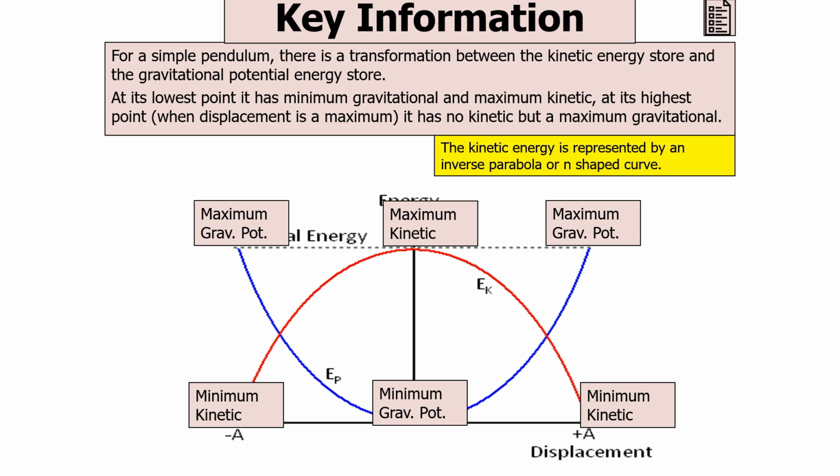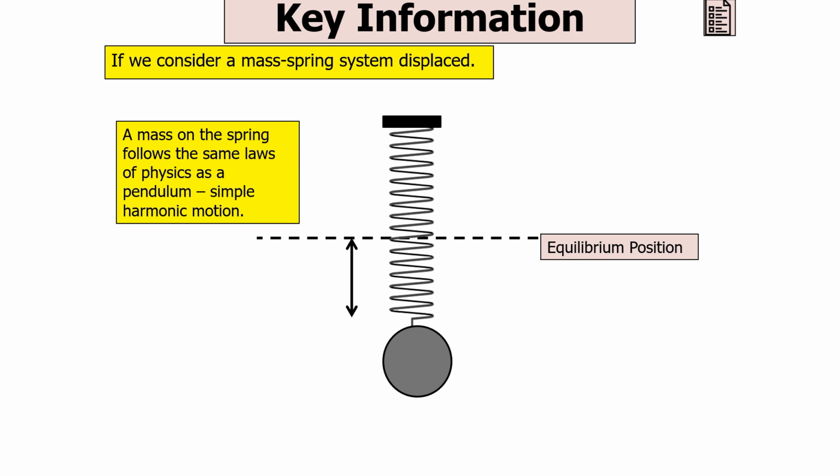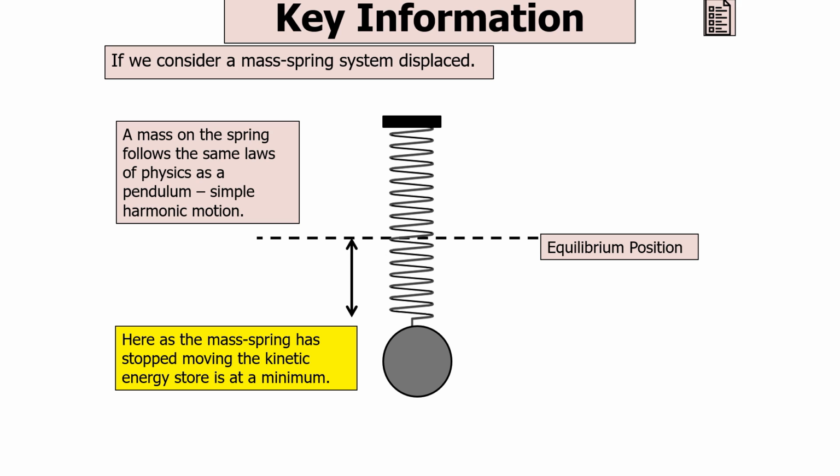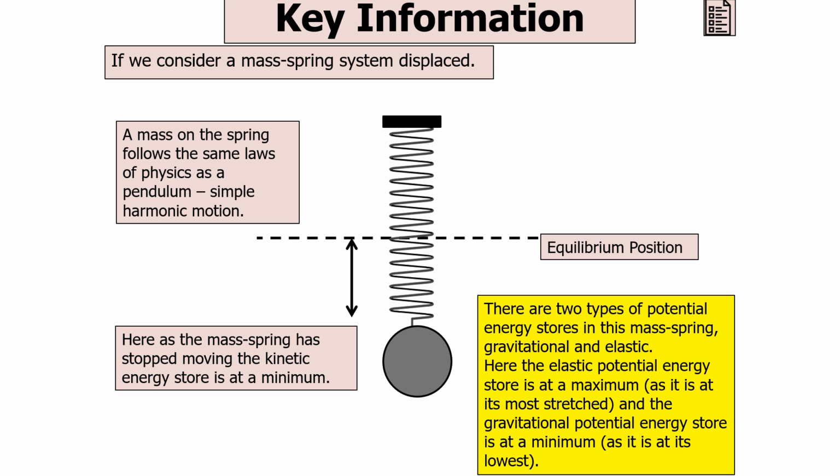Now, we can also consider a displaced mass-spring system. A mass on a spring follows the same laws of physics as a pendulum: simple harmonic motion. Here, as the mass-spring has stopped moving, the kinetic energy is a minimum. There are two types of potential energy store in this system, the gravitational and the elastic. Here, the elastic potential energy store is at a maximum, as it is at its most stretched, and the gravitational potential energy store is at its minimum, as it is at its lowest.